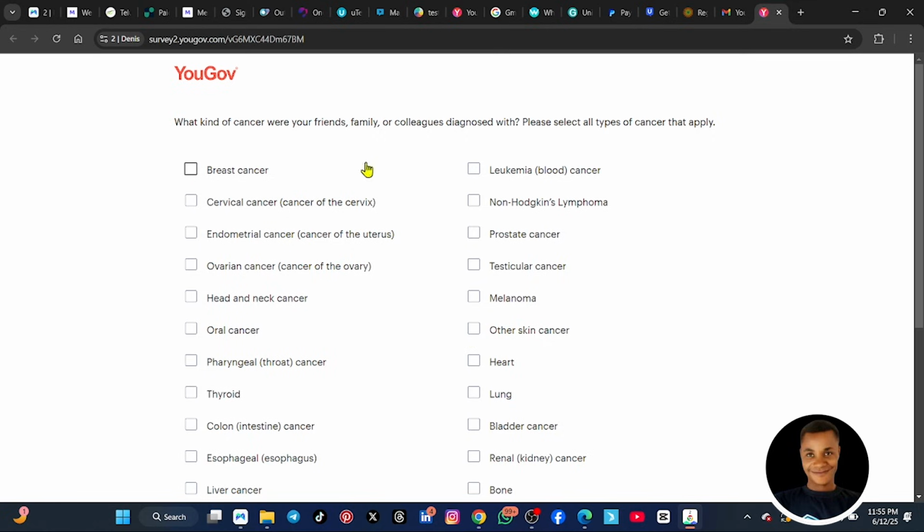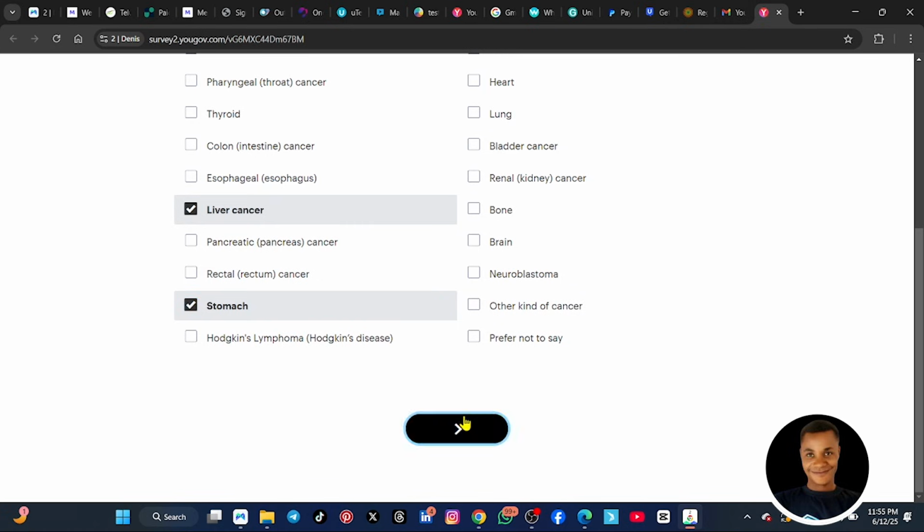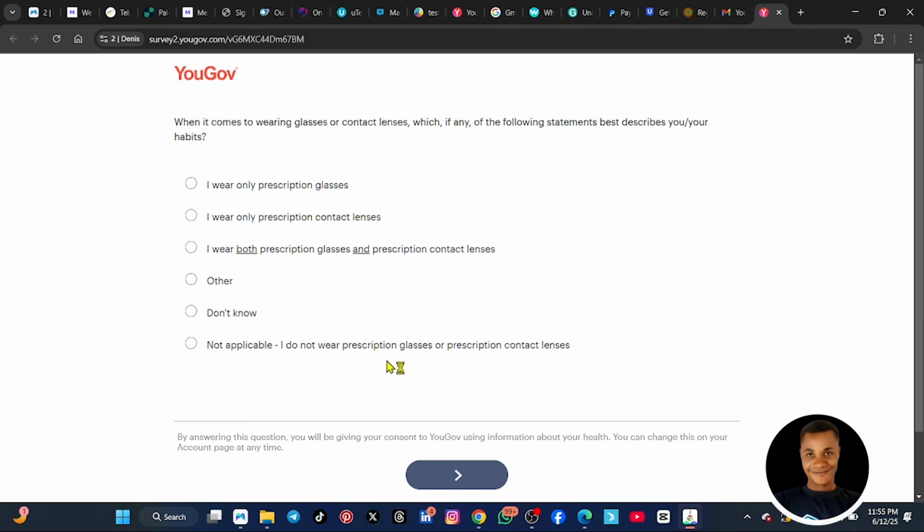What kind of cancer do your friends have? One has breast cancer. The other one had cervical cancer. One has liver cancer, the other one has stomach cancer. See, all these things, I don't have anybody who has any of this.